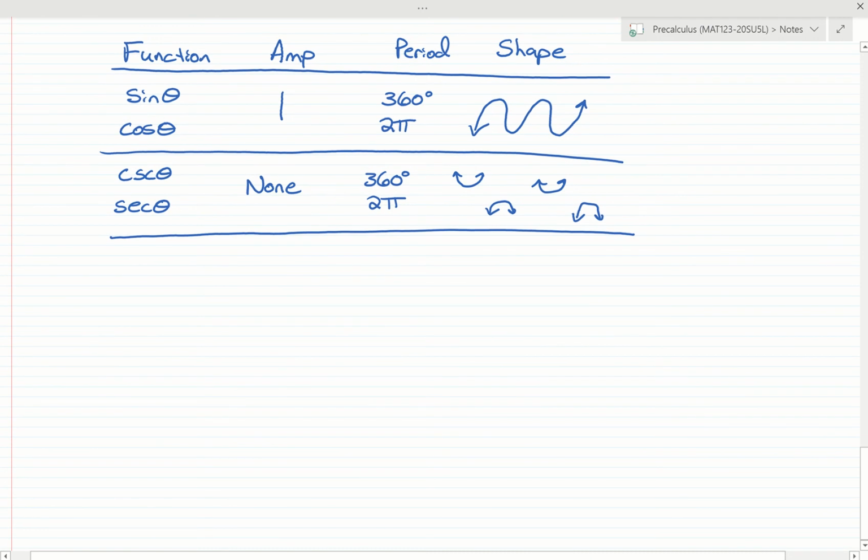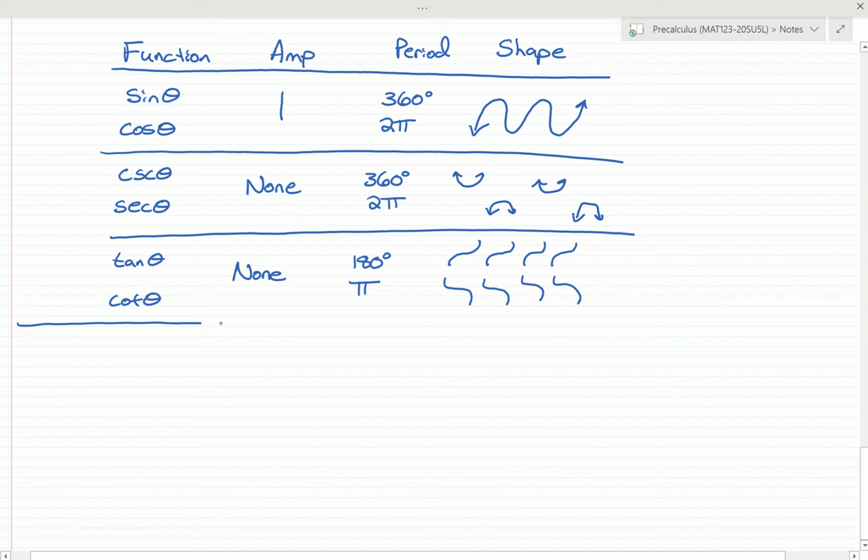And then finally, we had tangent and cotangent. They also had no amplitude. The only graphs with amplitude are sine and cosine waves. But their period was 180 degrees, or pi radians. And tangent looked like a normal cubic function. Cotangent was actually going the other way. So just make sure you're careful when you go to graph them. If you're ever not sure of how to graph one of these trig functions, you could always just make a table like we just did and then connect the dots.